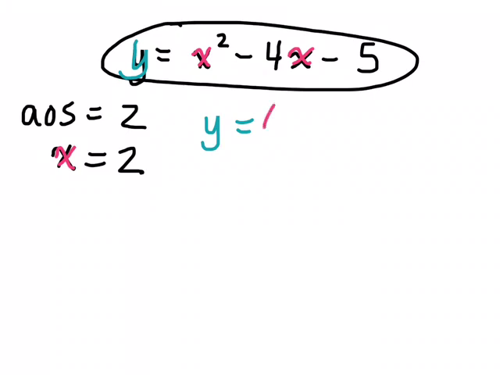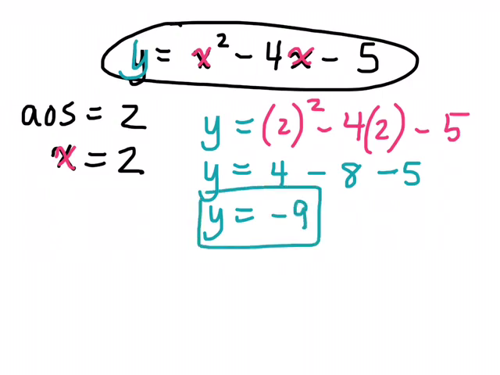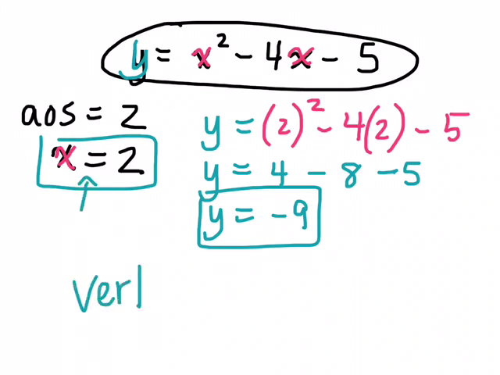x is equal to 2, so 2 squared minus 4 times 2 minus 5. Solve for y. Figure out what y is equal to. So 2 times 2 is 4. 4 times 2 is 8. 4 take away 8, take away 5 is negative 9. Good. Okay, so I have my x and I have my y. Because this was our axis of symmetry, I know that this x and y is my vertex. So my vertex is located at (2, negative 9).